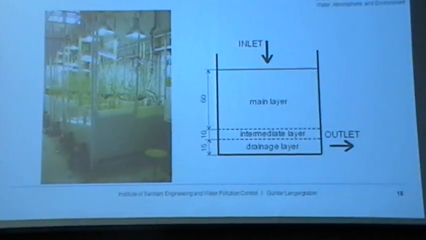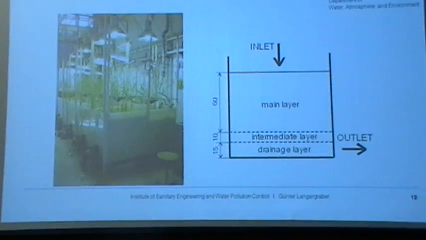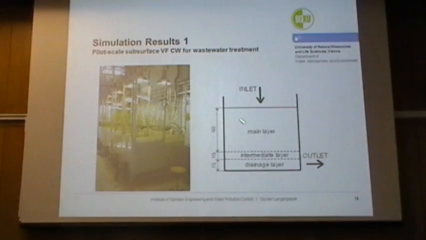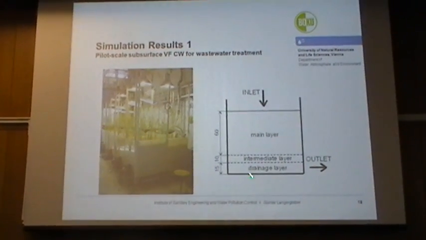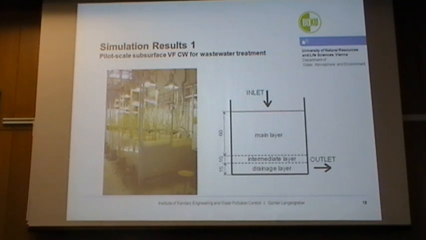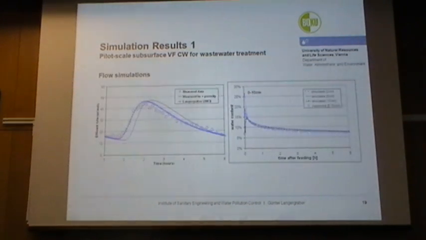Okay, the first example is about vertical flow constructed wetlands that we have been operating in our technical hall in our laboratory, where we can run these systems with real wastewater from a sewer that's running by. We can load them. You can see the typical cross-section design of such a system. You have a 50 to 60 centimeter main layer, that's a fine sand. Then you have a drainage layer to get the water out, and you have some intermediate layer to prevent the fine sand from being washed out. It's quite a simple system.